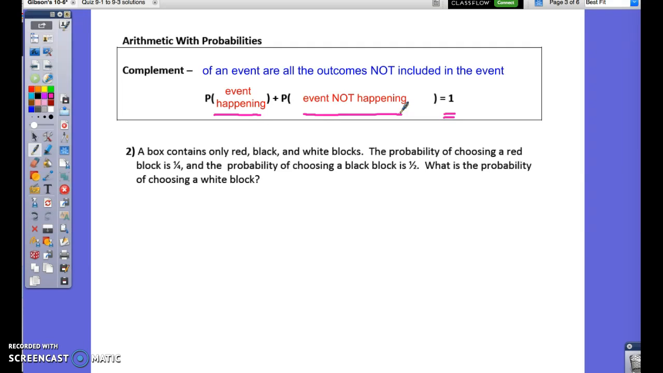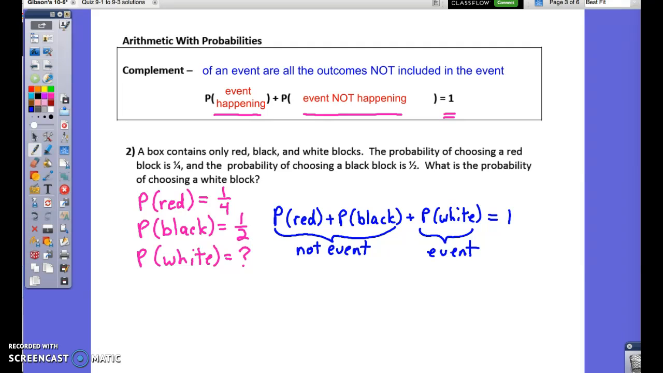Okay. So let's go ahead and take a look at this next example here. It says a box contains only red, black, and white blocks. The probability of choosing a red block is 1/4, and the probability of choosing a black block is 1/2. What is the probability of choosing a white block? So I'm going to give you a little bit of time to think about this. Why don't you hit pause? When we come back, I'll have some of the work shown, and we'll go ahead and go through the rest of the problem.